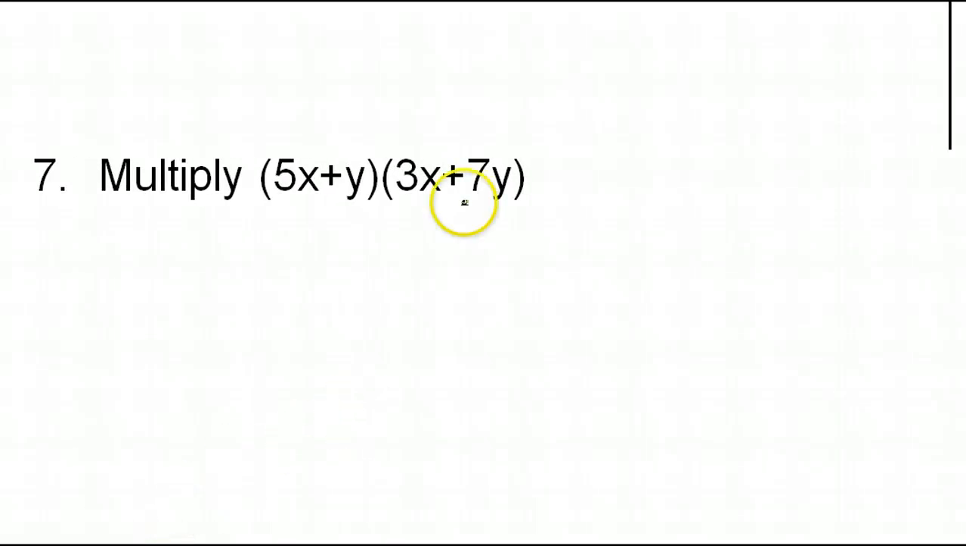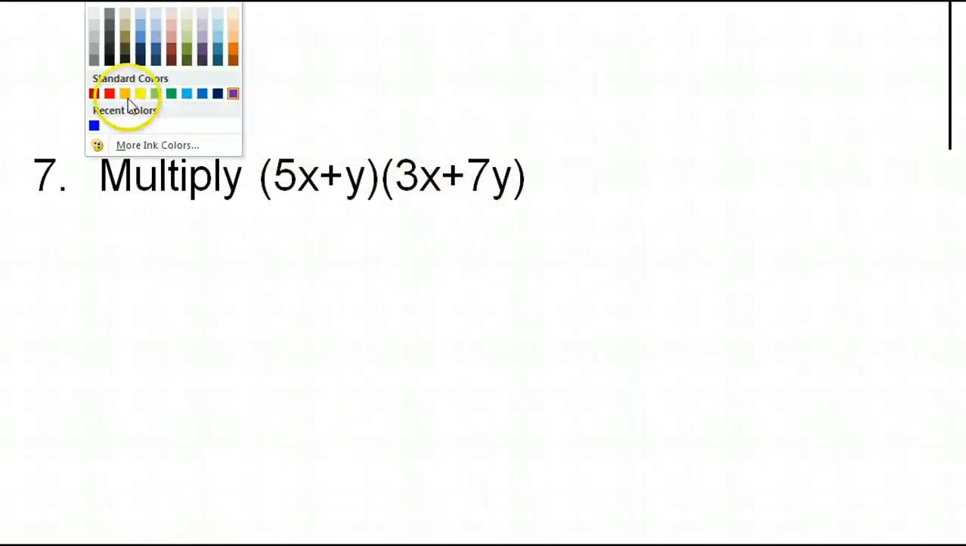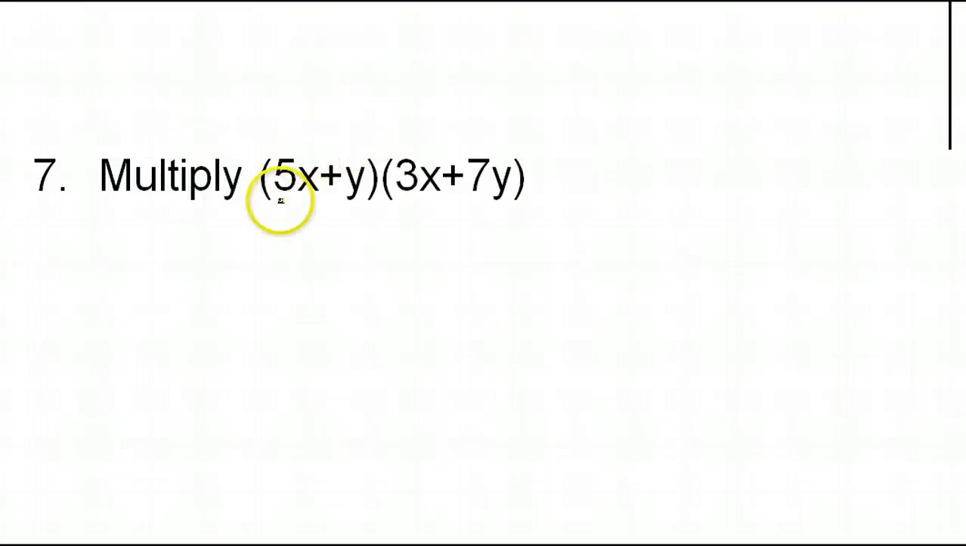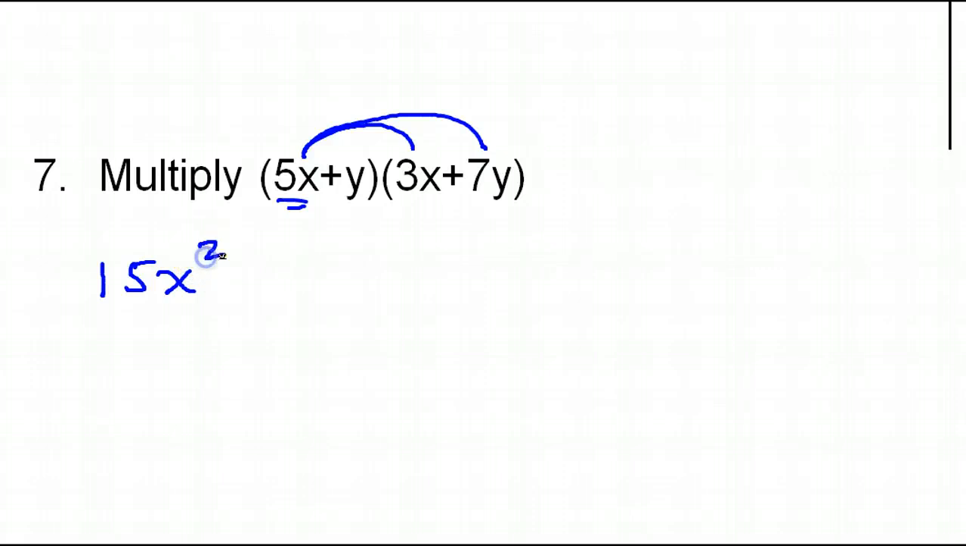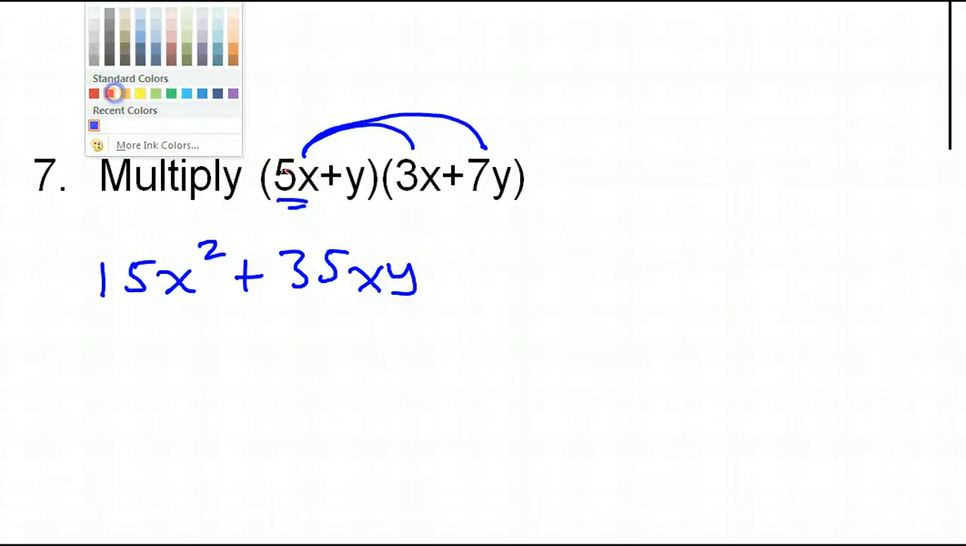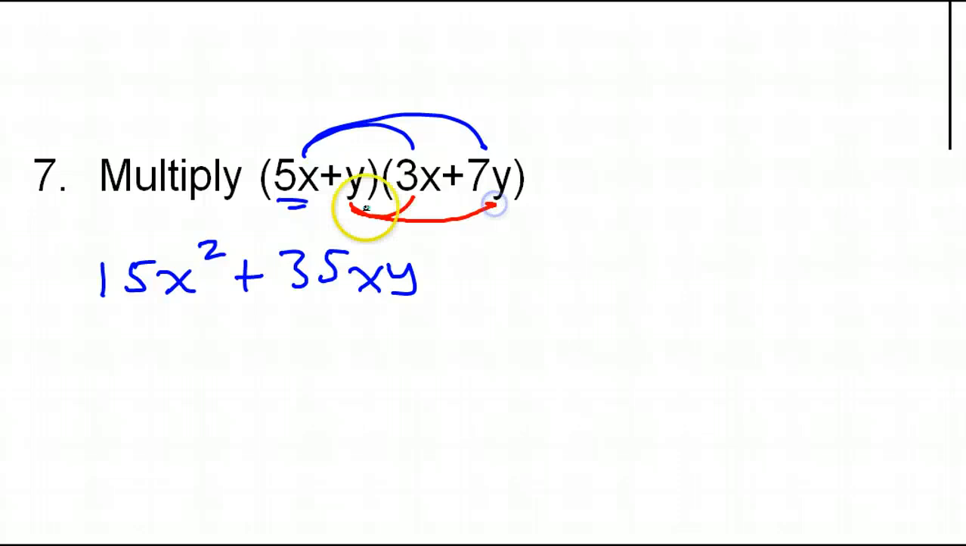Okay. Number 7, we can really do it the same exact way. I will start with the 5x and distribute. 5x times 3x is 15x squared. 5x times 7y. Well, 5 times 7 is 35, so I've got 35xy. Now I will distribute the y. Y times 3x is 3xy.